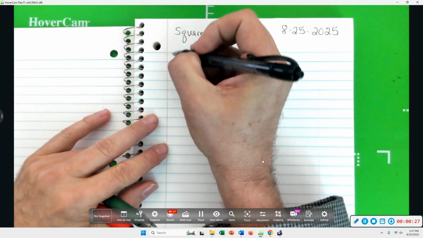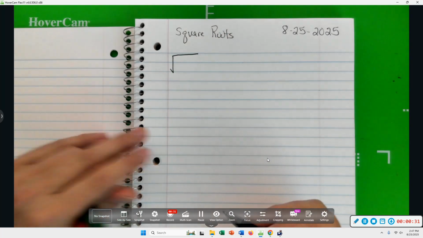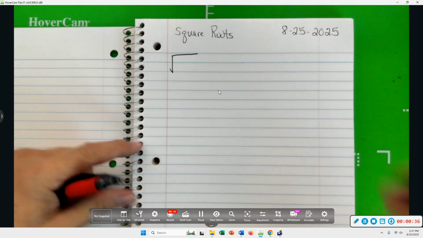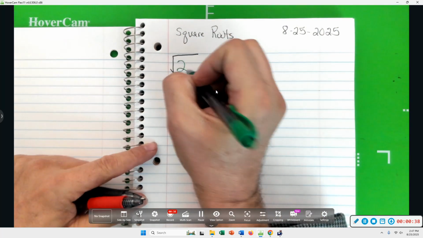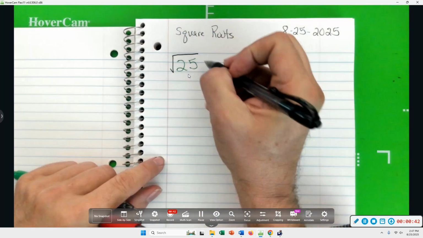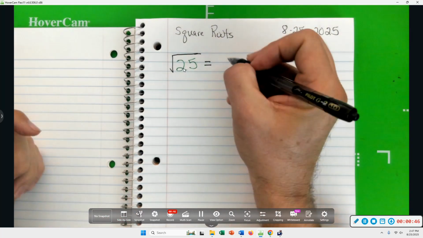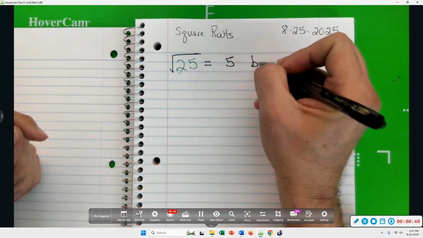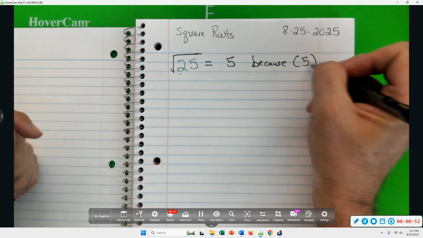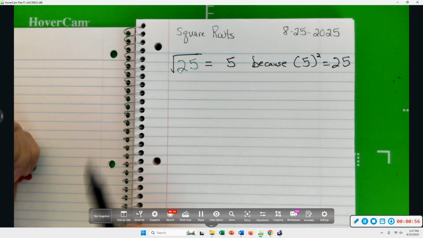This symbol here is called a radical or a square root symbol, and we say the square root of 25 equals the number 5 because 5 squared, 5 times 5, is 25.